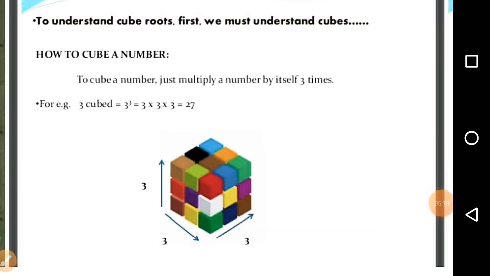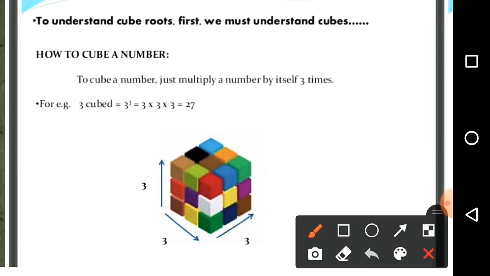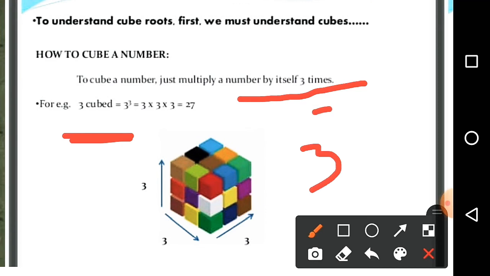So to understand cube root, first we have to understand what a cube is. So now I think it is clear how to obtain a cube number. To cube a number, just multiply the number by itself 3 times, and you will get a cube number. So 3 cubed is one example I have taken. 3 cubed means we write it as 3 raised to 3, with the 3 on the top. So 3 raised to 3 means we are multiplying 3 three times, so the answer is 27. This is one example of a cube.